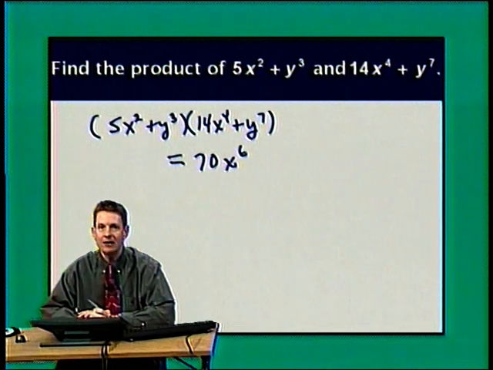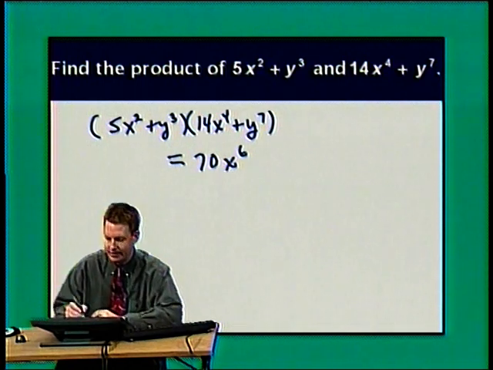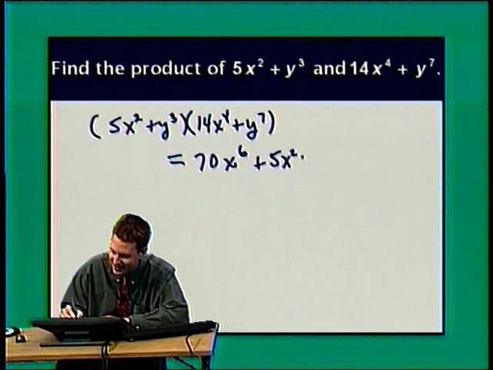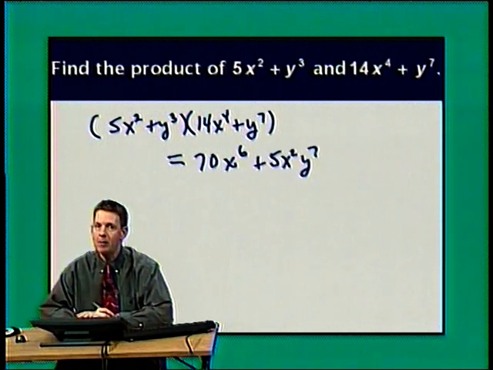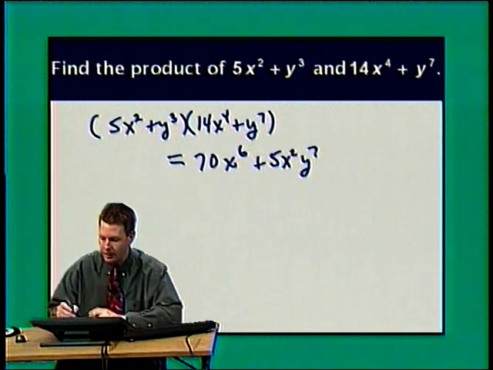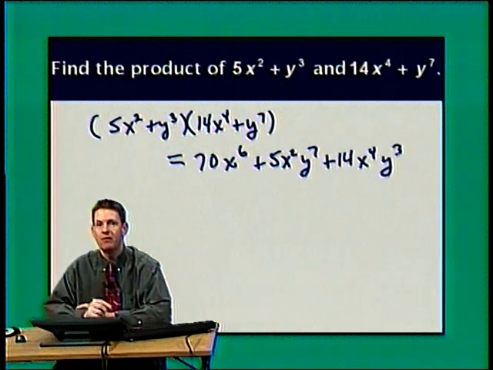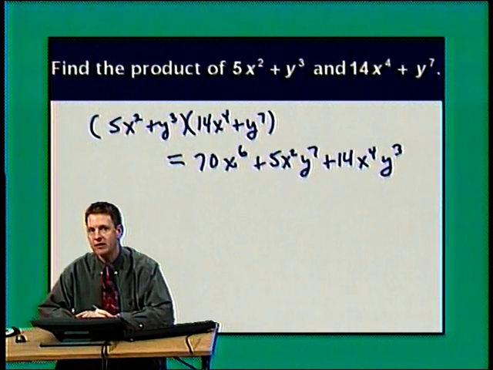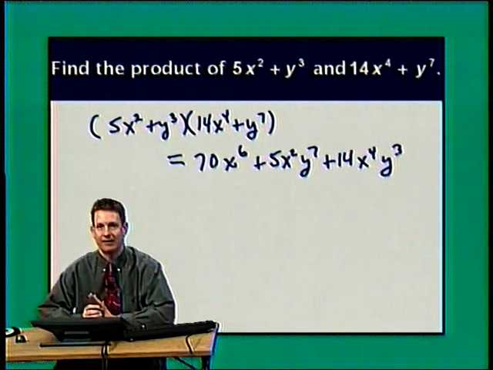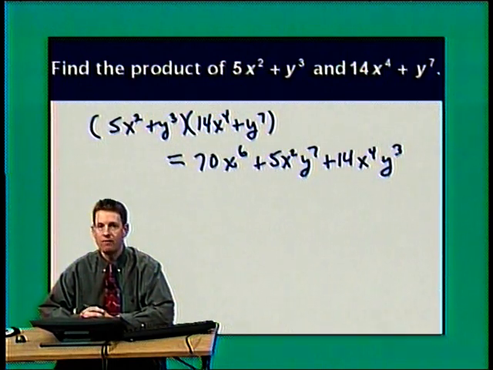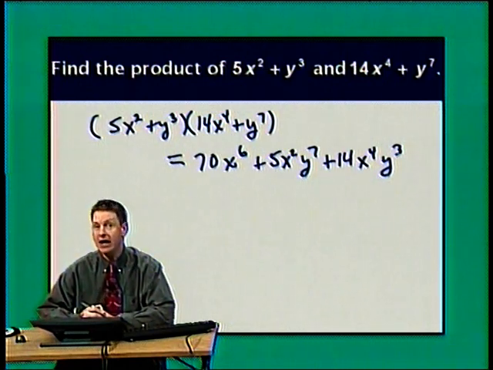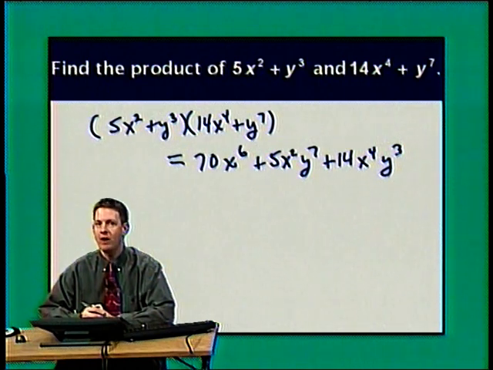When I multiply the outside terms, 5x squared times y to the seventh, that's 5x squared y to the seventh. When I multiply the inside terms, that's y cubed times 14x to the fourth, which is 14x to the fourth y cubed. Now, before I get to my last terms, I do want to point out something. Notice that almost mindlessly, I wrote the x factor before the y factor. That needs to become equally instinctive for you. You always want to write your factors in alphabetical order because that helps you identify like terms later on.